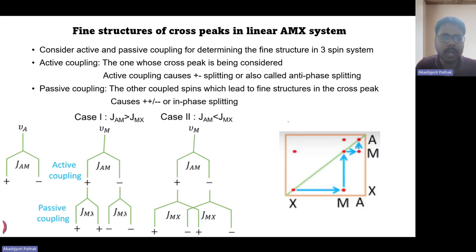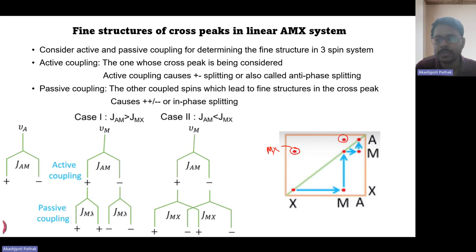If you now want to look at what the fine structures in the cross peak in the linear AMX system are, you have to understand two terms. One is the active coupling and another is the passive coupling. So what is active coupling? For example, if you are looking at this cross peak, what is this cross peak? This is an MX cross peak, right? So M on the F1 axis, X on the F2 axis. So this is an MX cross peak.